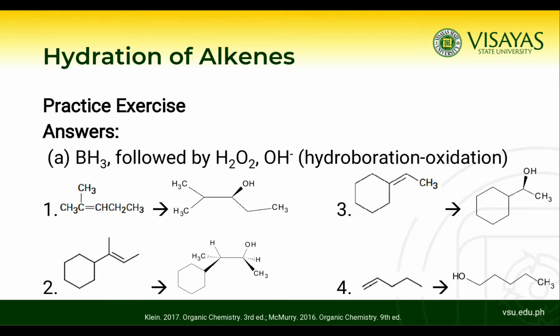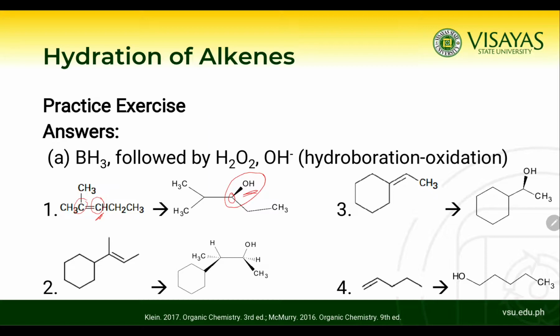So, letter A, between the two carbon atoms here, this one is less substituted. So, that is where our OH should be bonded. Now, this carbon here is bonded to four different groups, so that is a chiral center. So, we show the OH on a wedge or broken line.